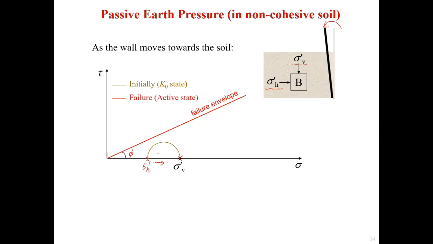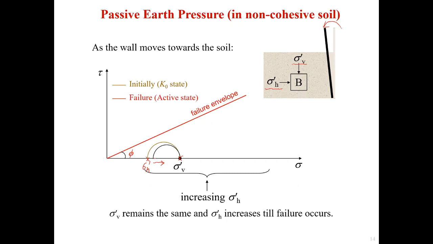So what will happen is that the Mohr circle will gradually shrink. You see, that will be the first Mohr circle. If you move the wall further, it will shrink further until it even overlaps with the sigma v point. If you move the wall even further, then the sigma h prime could be even greater than the sigma v prime. But since it still doesn't touch the failure envelope, the soil still hasn't reached the failure state. So we need to push the wall even further.